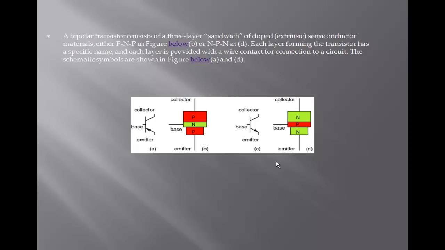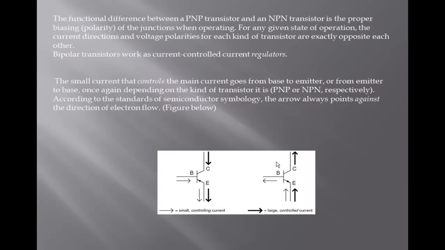The middle one is called the base, and the bottom one is the emitter, and the output which we connect is called the collector. The functional difference between PNP and NPN transistors is the proper polarity of the biasing when operating. For any state of operation, the current direction and the voltage polarity of the two transistors are exactly opposite to each other. These are devices which act as current regulators.